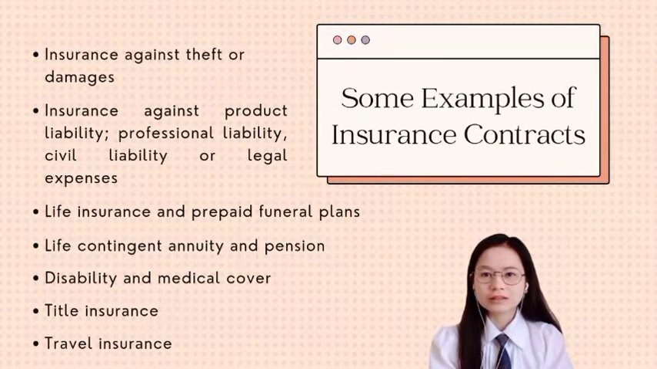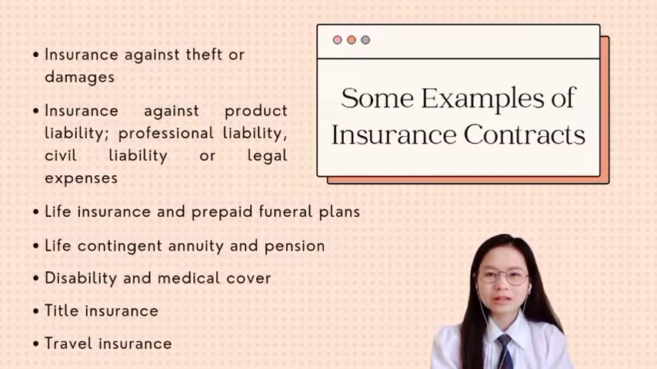Here are some of the examples of insurance contracts under PFRS 17. First, yung mga insurance against theft of damages. Next, yung mga insurance against product liability, professional liability, or legal expenses. Life insurance and prepaid funeral plans, life contingent annuities and pension, disability and medical cover, title insurance, or ito yung insurance against the discovery of defects in the title to land or buildings that were not apparent when the insurance contract was issued. Next is yung travel insurance, or ito yung mga compensation na binibigay sa policyholders once na nagsuffer siya ng losses while traveling.